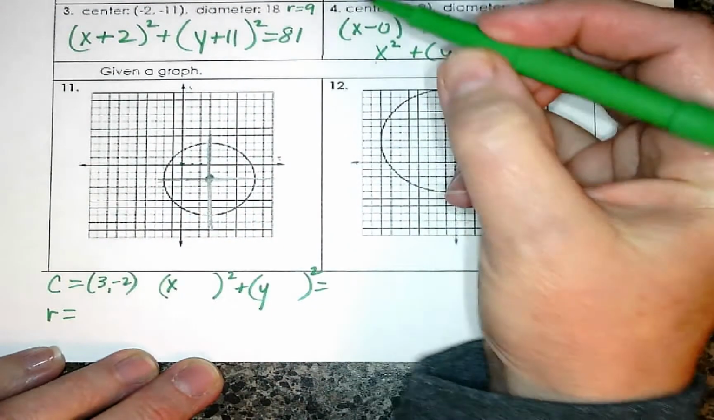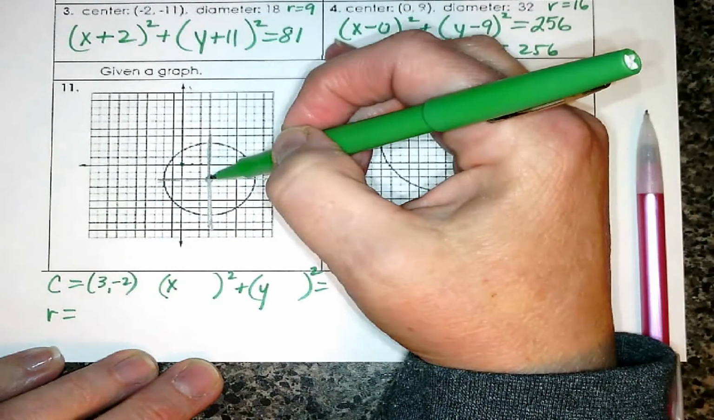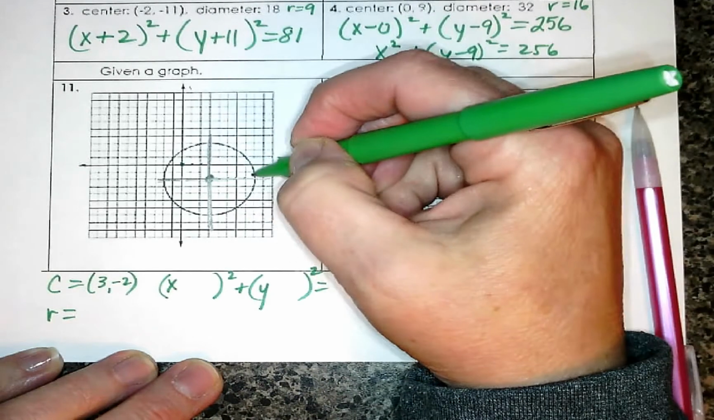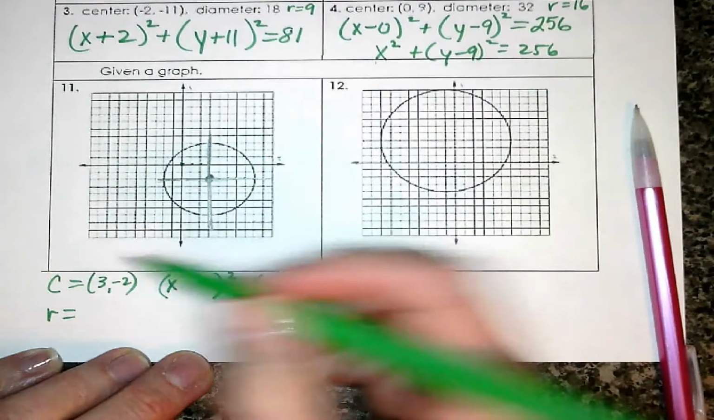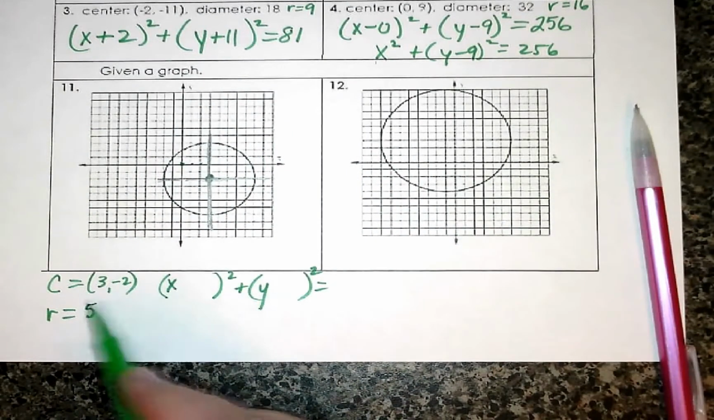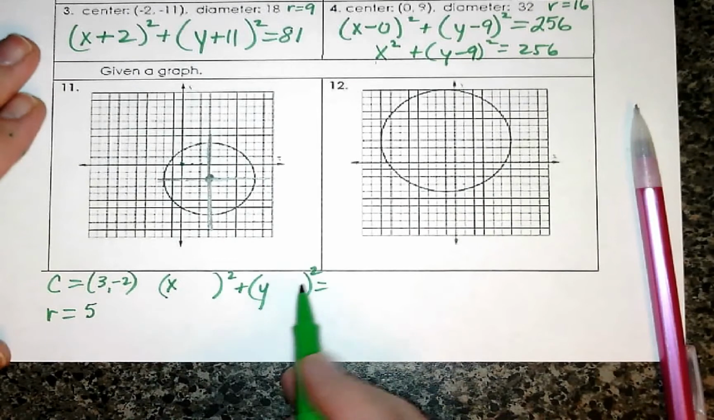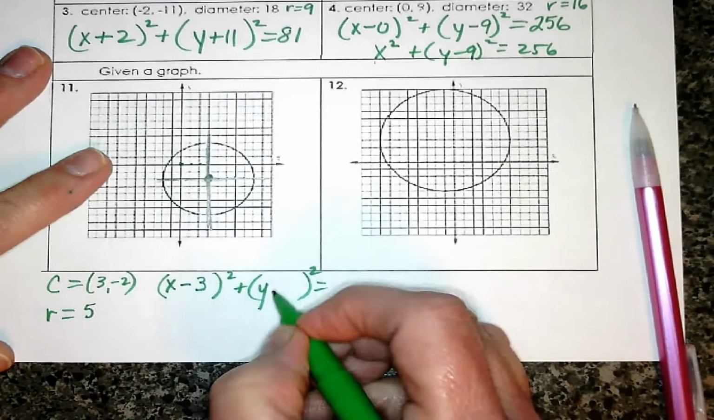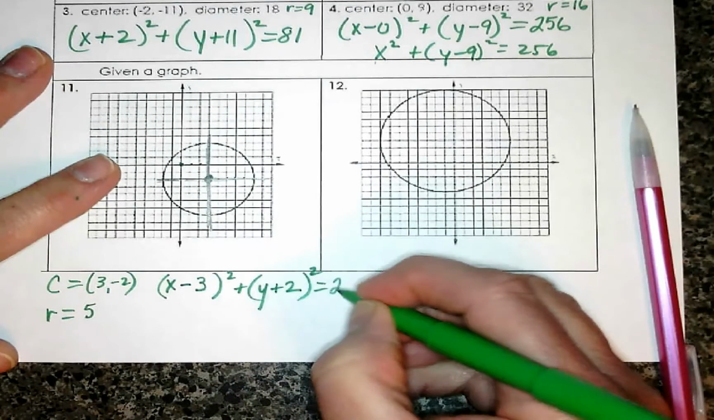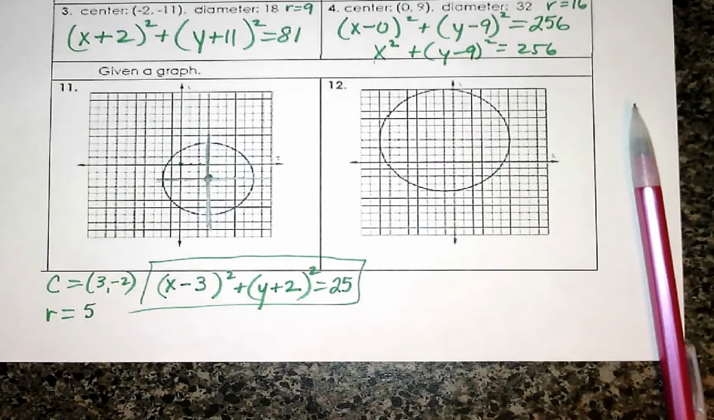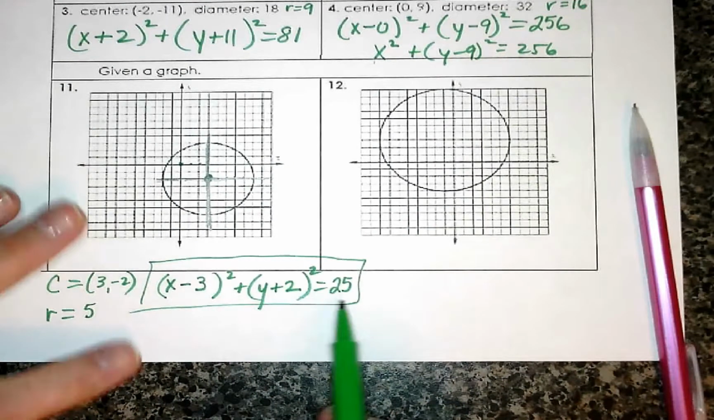Remember, to find the radius, all I have to do is count from that center out to the edge of the circle. So 1, 2, 3, 4, 5. And you might want to count all directions just to make sure. So the radius is 5. So all I have to do now is take this and put it in place for H, K, and R. So I'm going to go, this is 3, so minus 3, plus 2, and R squared is 25. There's my equation for that circle. Okay, again, everything else stays the same. The only thing I'm putting in is the H, the K, and the R.